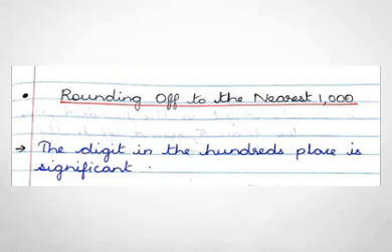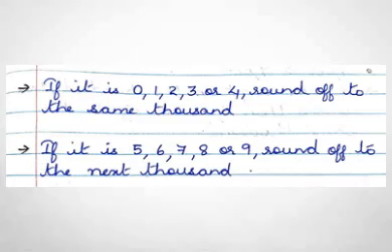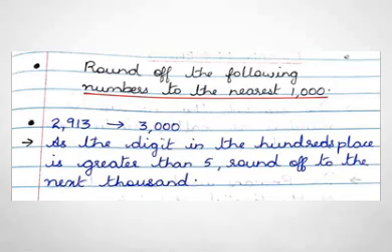Next one is rounding off to the nearest thousand. Here, the digit in the hundreds place is significant. If the digit in the hundreds place is 0, 1, 2, 3 or 4, round off to the same thousand. If it is 5, 6, 7, 8 or 9, round off to the next thousand. Let's see few examples. Round off the following numbers to the nearest thousand.